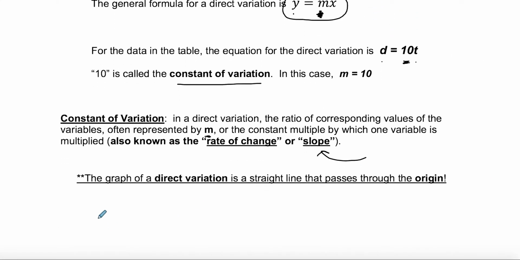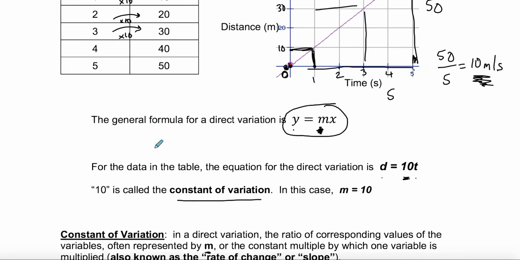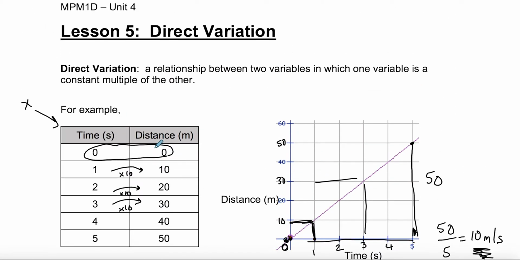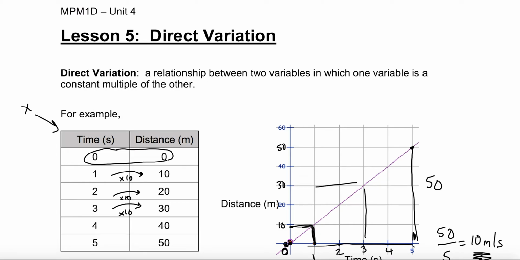So the graph of a direct variation is a straight line that passes through the origin. I know these are a lot of new words and it sounds a little weird at first, but the more that we use these words, the more comfortable you will get with them.